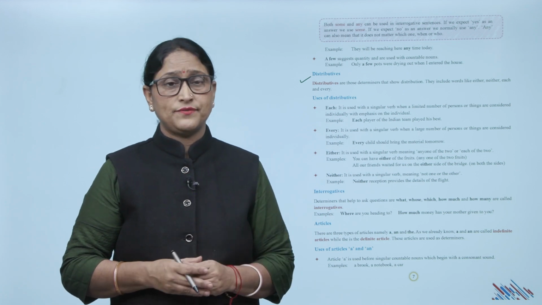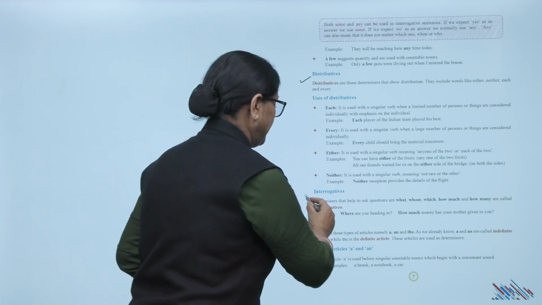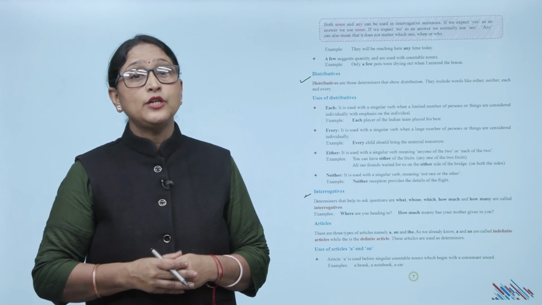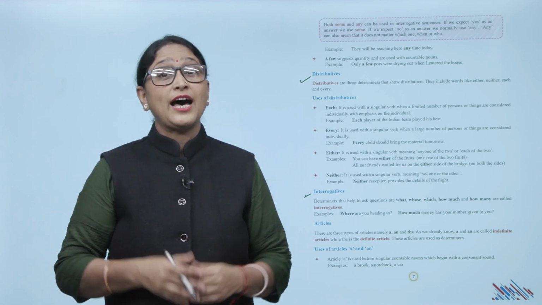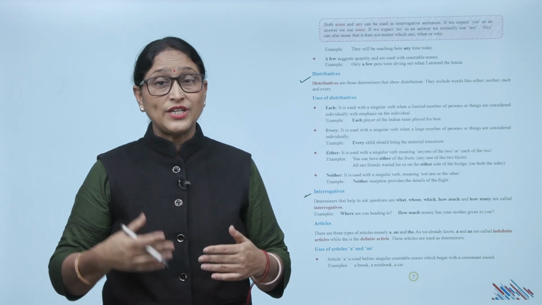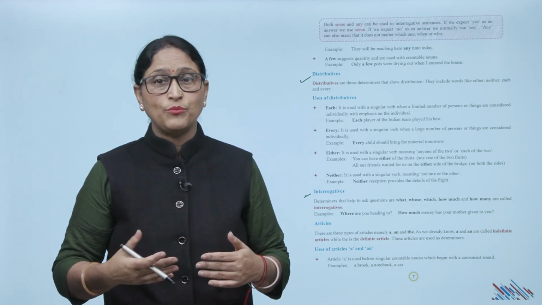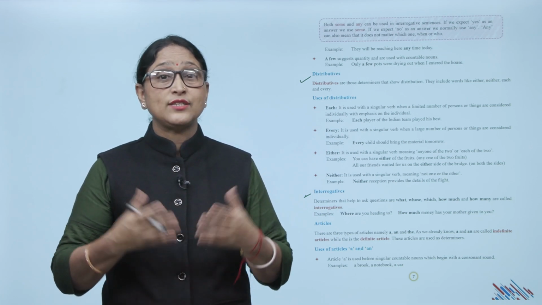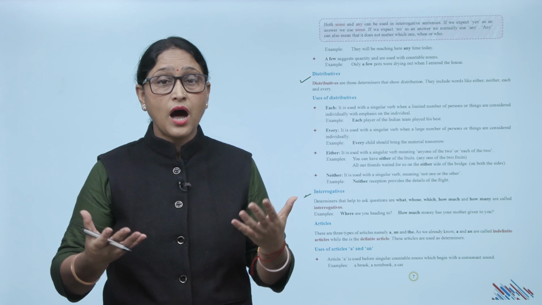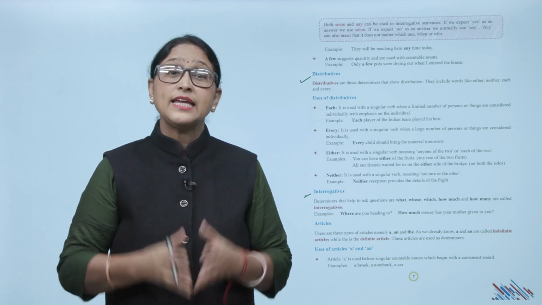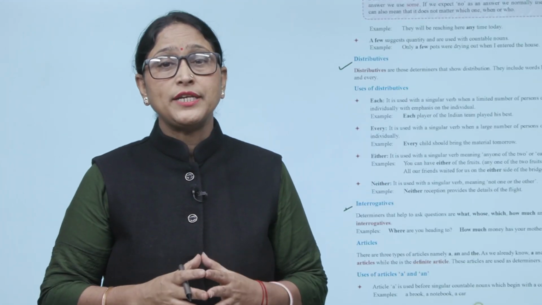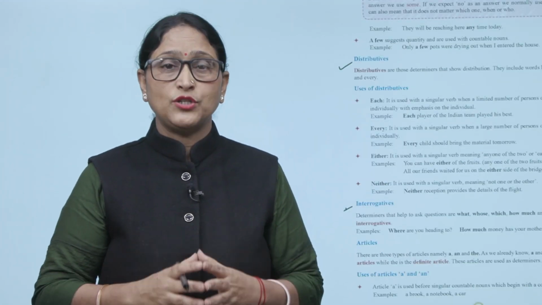Next is interrogatives. Determiners that help to ask questions are what, whose, which, how much and how many, called interrogatives, जिसमें हम क्वेश्चन पूछते हैं जैसे what, whose, which, how much and how many. Examples: where are you heading to? How much money has your mother given to you?